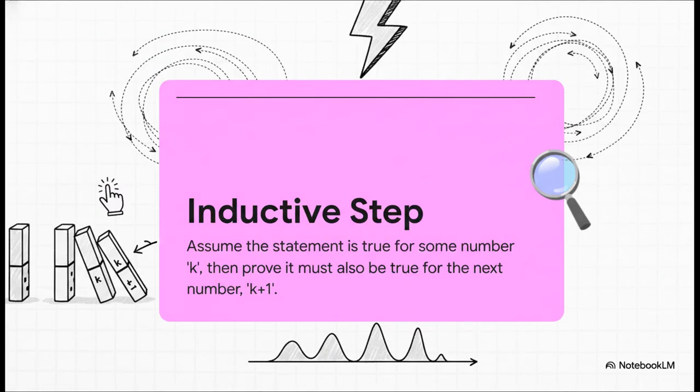And then comes the inductive step. This is where the magic really happens. You don't try to prove it for every number. No, you prove the connection works. You start by saying, okay, let's just assume our statement is true for some random domino down the line. Let's call it k. Then, using that assumption as a tool, you have to prove that it must logically also be true for the very next domino, k plus 1.